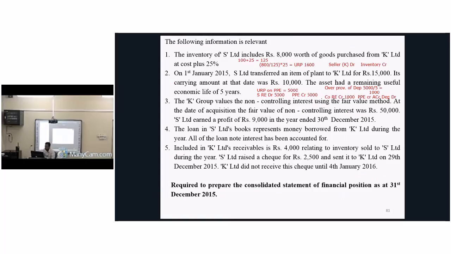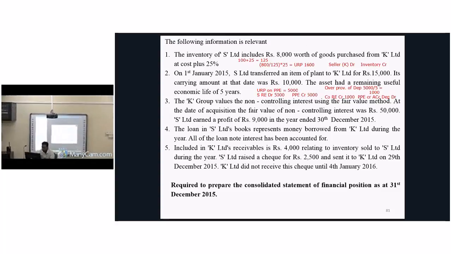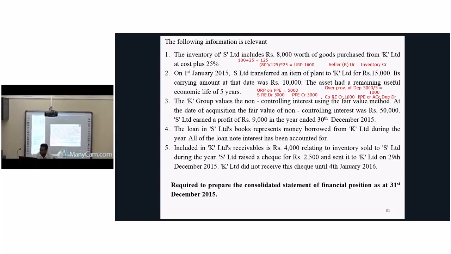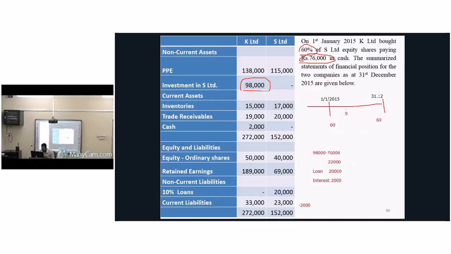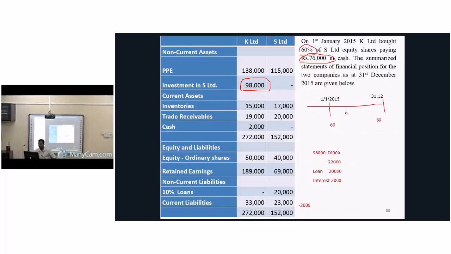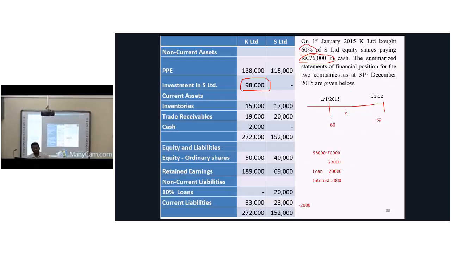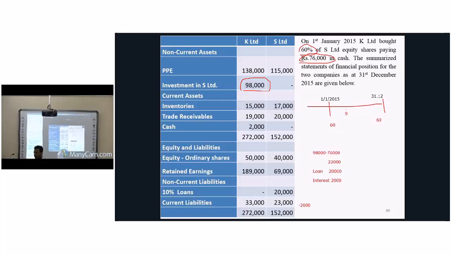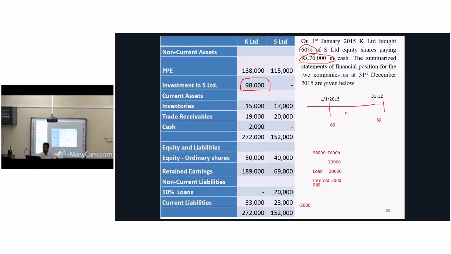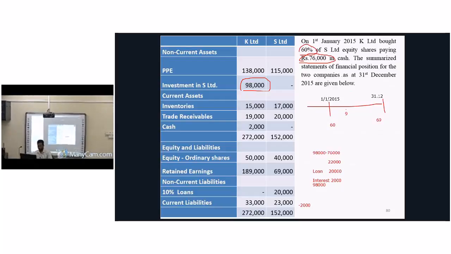The other one is that the investment will be reconciled. Remember, total investment is 98,000. Out of that, 76,000 was to buy the subsidiary, 20,000 is the loan given to the subsidiary, and the balance 2,000 is interest receivable from the subsidiary. Then 98,000 will be reconciled. The total of this will be 98,000, right?